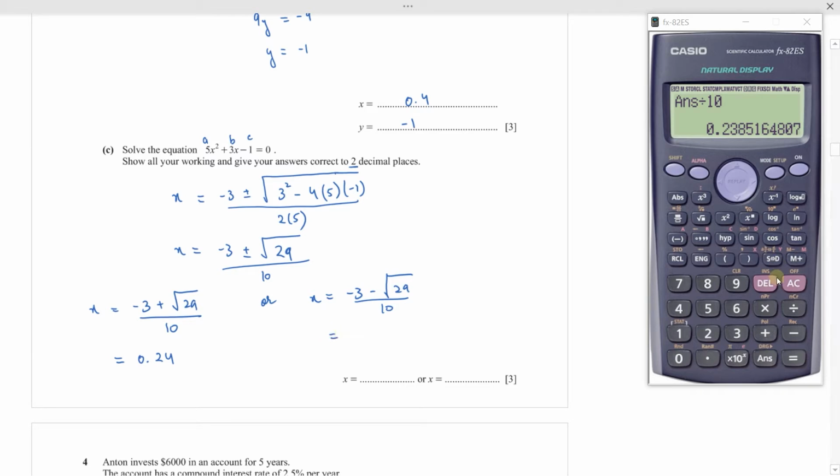And then this value will be minus 3 minus square root of 29 and then divided by 10. So this is minus 0.84 up to 2 decimal places. So this is 0.24 or minus 0.84.